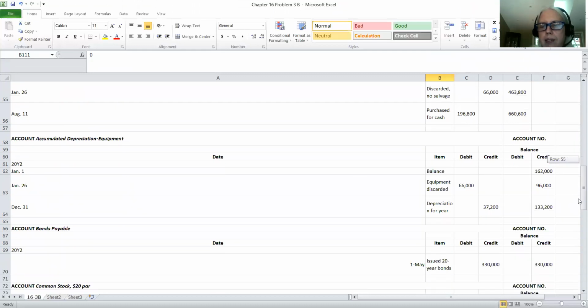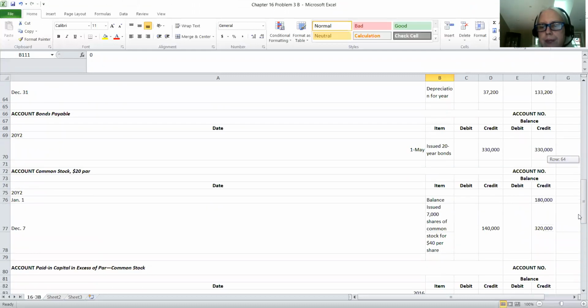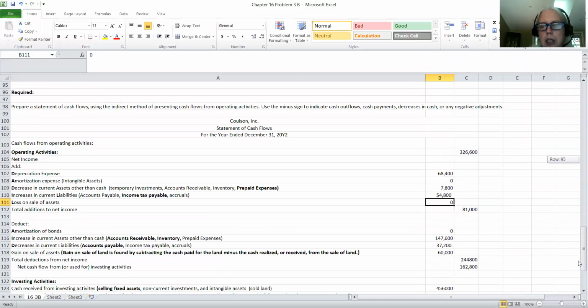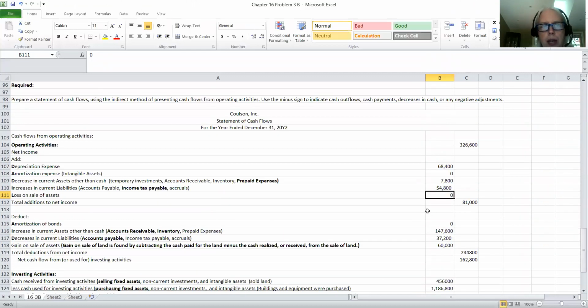Realized cash means that we're receiving cash. So that's why we put a 0 in for the loss on the sale of assets. There wasn't a loss. However, there was a gain, so it would go under the next section. But since we're not there, there's no loss. Combine all of these together to get the total additions to the net income to convert it to the cash basis.